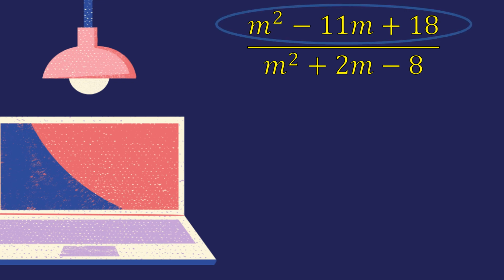Observe our numerator. M squared minus 11m plus 18 is factorable. And the type of factoring is factoring quadratic trinomial where a is equal to 1. The factors of our numerator are m minus 2 and m minus 9.